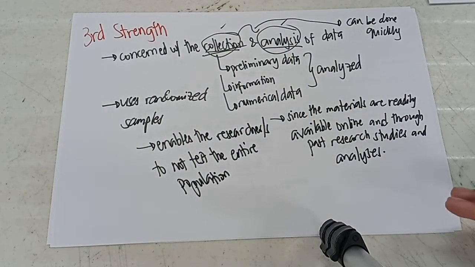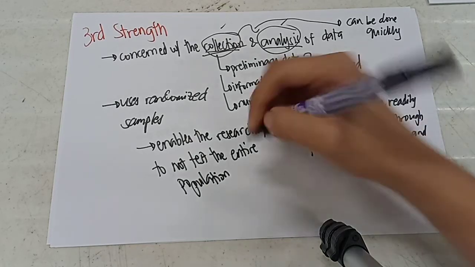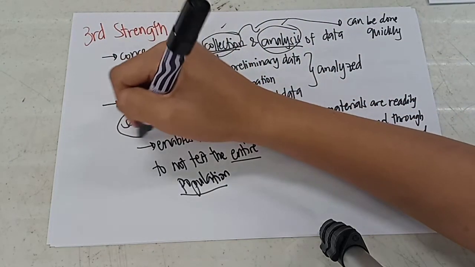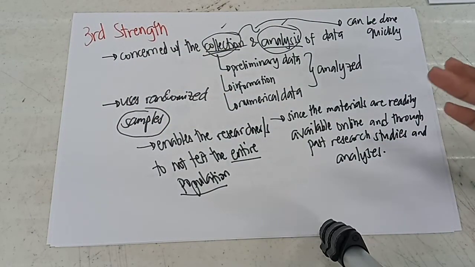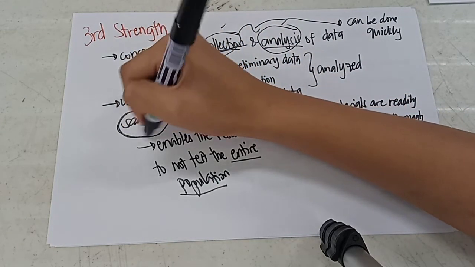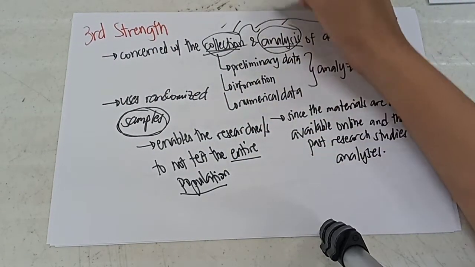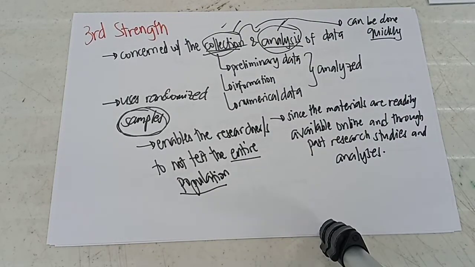If you are to test your study on the entire population, it will take you a long period of time to collect data and to collect results. Now, since we use randomized samples, okay, we can have a larger or smaller sample data. And these samples can give us quick collection and analysis of data because we do not have to test the entire population. Okay?